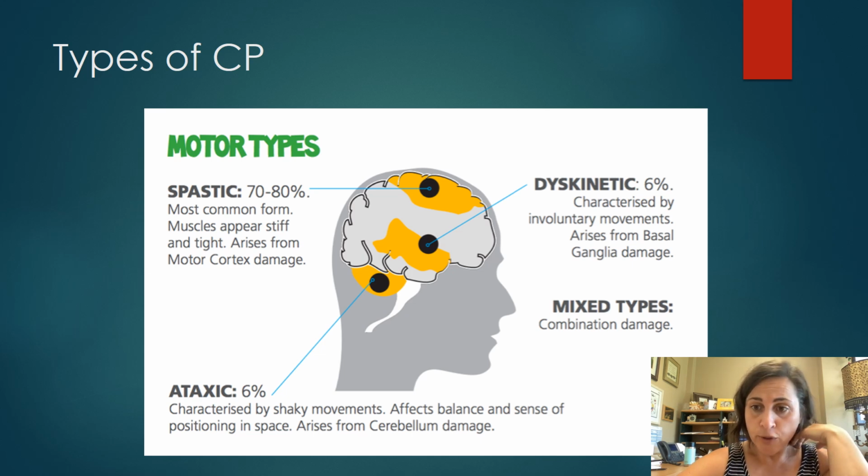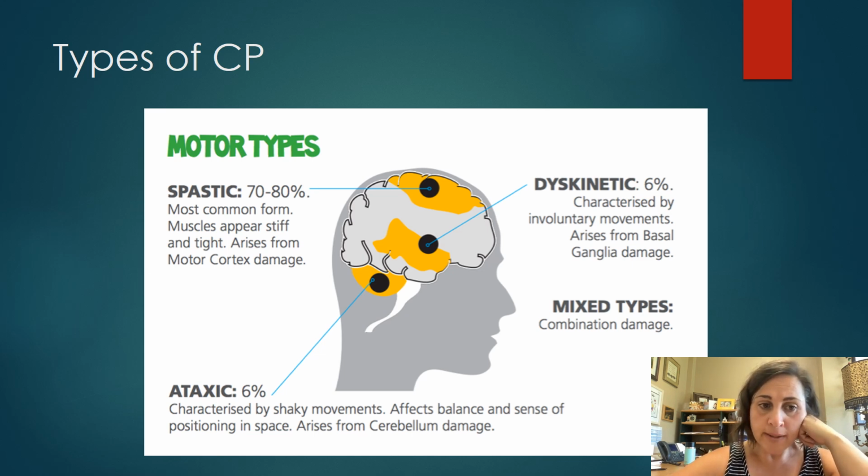Dyskinetic cerebral palsy is the next common type, in combination with ataxic. So in this type of CP, the muscle tone can suddenly change from high, so tight muscles, to low, floppy muscles, causing uncontrolled involuntary movements or spasms. Dyskinetic CP arises from damage to the basal ganglia, and if you'll remember back to previous slides, kernicterus, which is a catastrophic side effect of jaundice, is the type of injury that generally tends to cause this dyskinetic presentation of cerebral palsy.